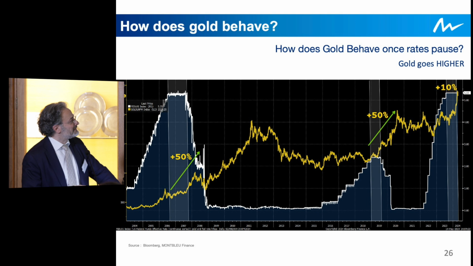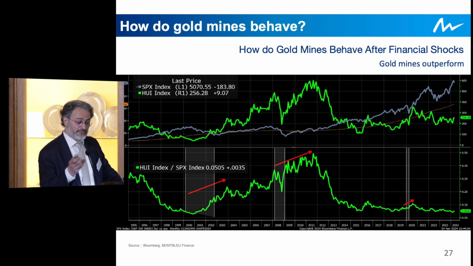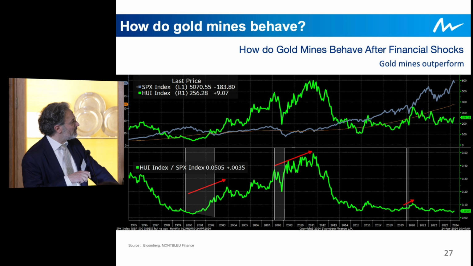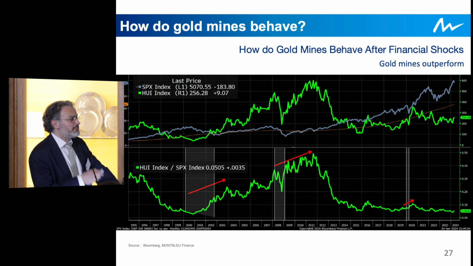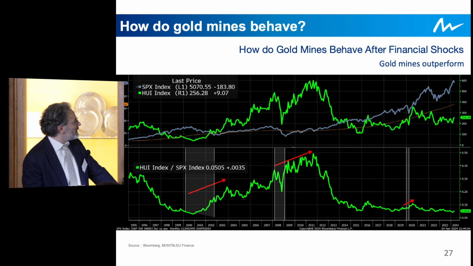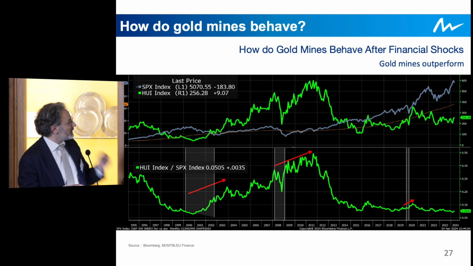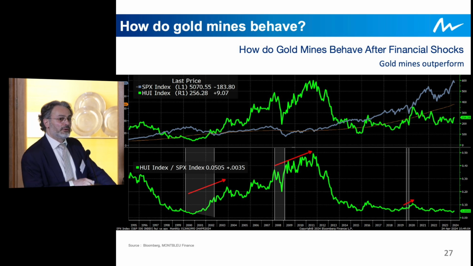Back to the slide that I showed you in the intro. And gold mines. I have just a few minutes to talk about the gold mines. How do gold mines behave in a turbulent stock market? Remember one thing: they go up each time there is a correction in the stock market. They outperform all the time. They outperform the S&P 500. In this case, we could have taken the Dow or the Russell.